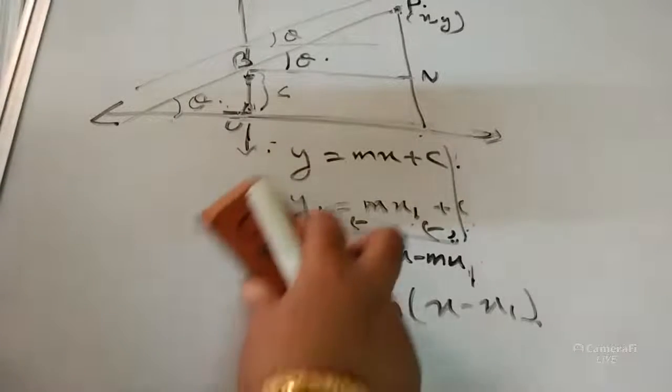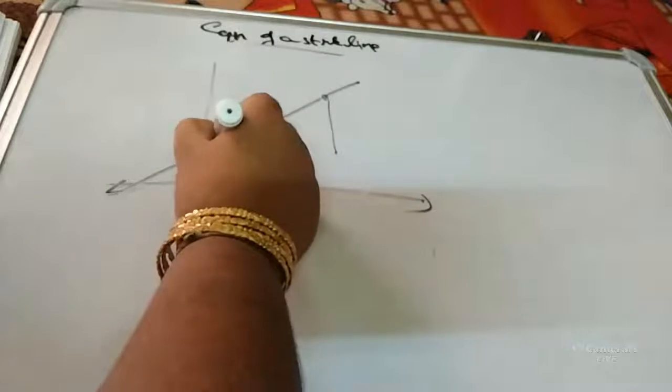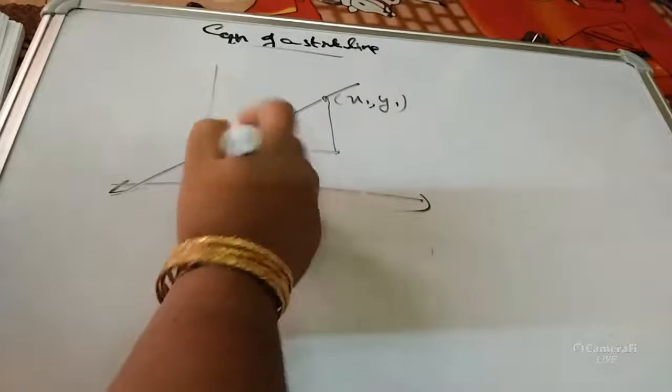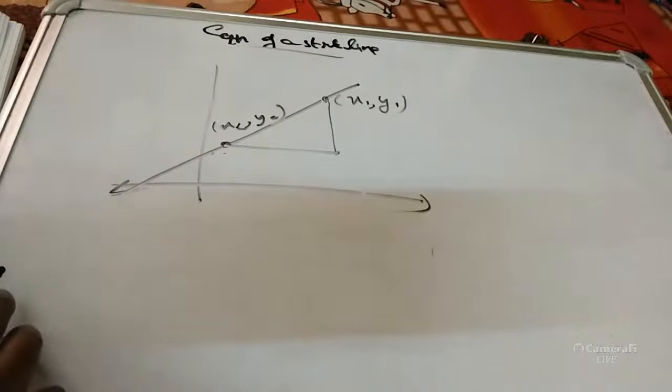Now next is 2-point form. In 2-point form, we have a straight line like this, and we consider 2 points on the straight line. One point has a coordinate of x1, y1, and another point has a coordinate of x2, y2. So these are the 2 points.